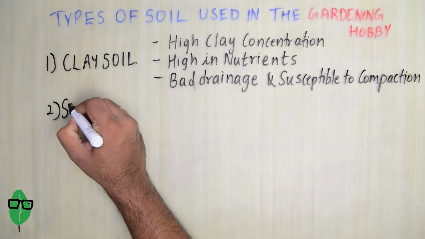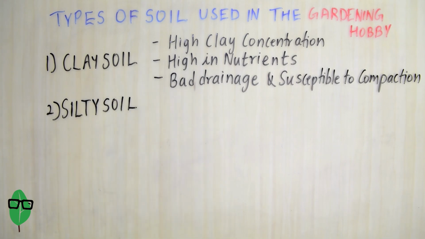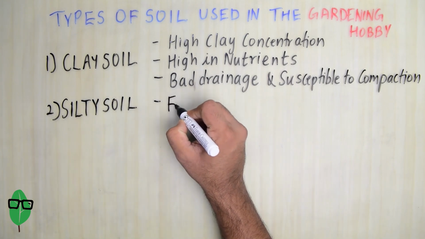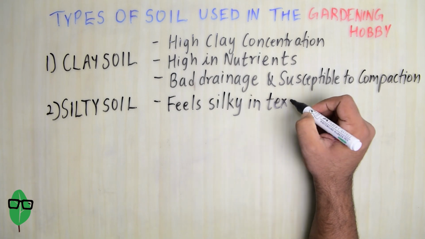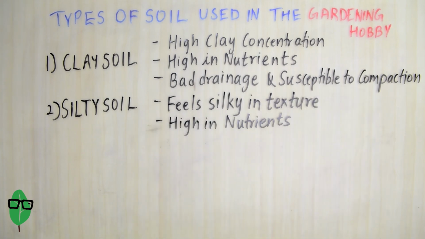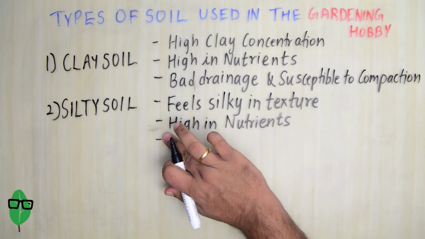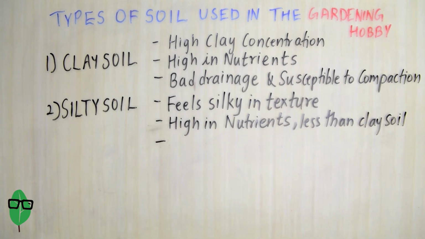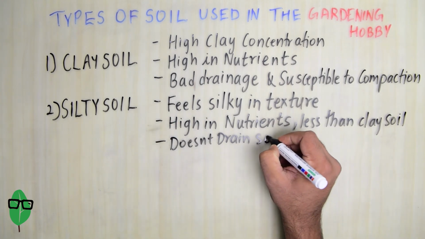The second one is silty soil. Now, because of the larger grains of silt, it's different in texture. It feels silky in texture when you rub it between your fingers. Now, this is also very high in nutrients, but it is slightly lesser in nutritional value than clay soil. This doesn't drain so well. It is not as bad in drainage as clay soil.